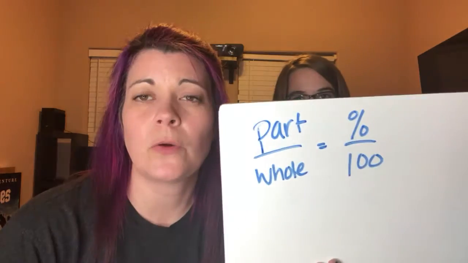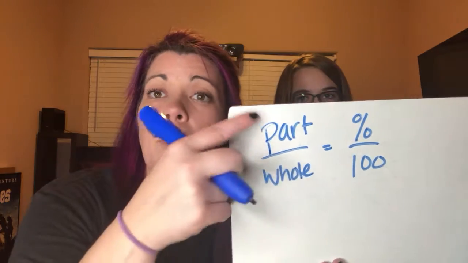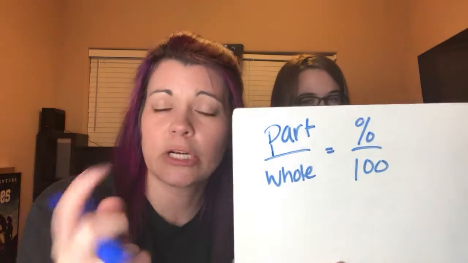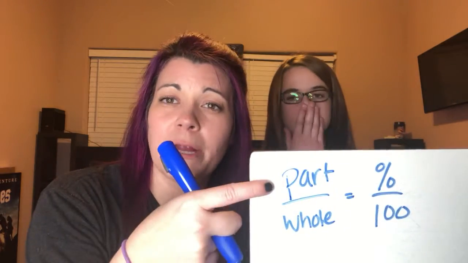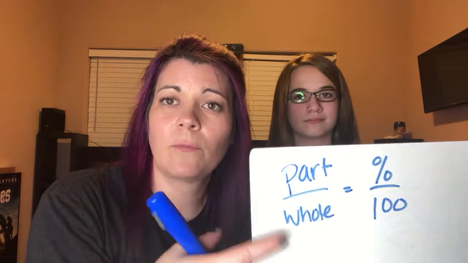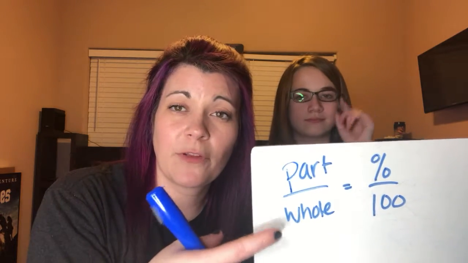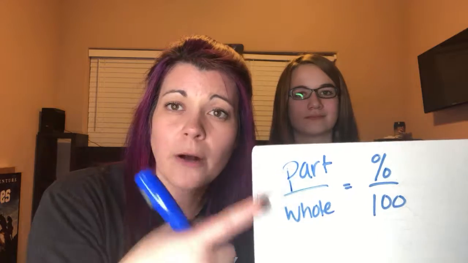So the percent proportion, I'm going to teach you two of them. The first one I'm going to teach you is part over whole equals percent over 100. So this is the first proportion you need to memorize. Whatever represents the part goes up here, and whatever represents the whole goes down here. So part over whole equals percent over 100.